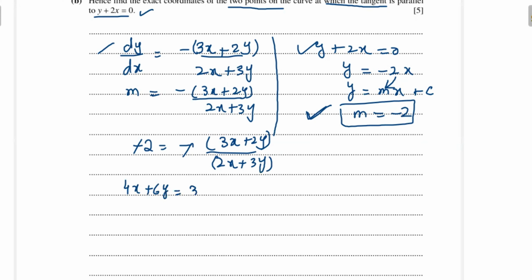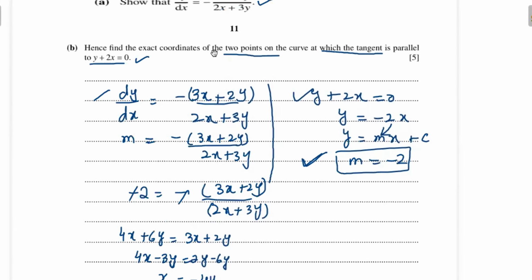This is equal to 3x plus 2y. Now 3x shifts from the right to the left side. That becomes 4x minus 3x, and that's equal to 2y minus 6y. And we can write it as x equals minus 4y. And we put this value in the equation.